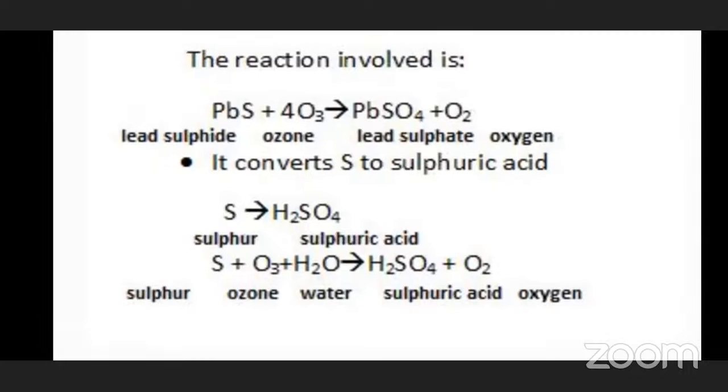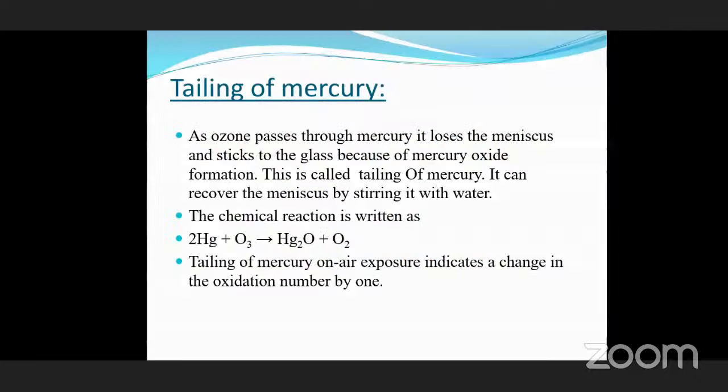It is very important. The maximum question papers contain this type of question, and it will carry 2 marks at your IPE level. Okay, dear students, what is that? Tailing of mercury, very important. Here, as ozone passes through mercury, it loses its meniscus and sticks to the glass because of mercury oxide formation. That process is called tailing of mercury.